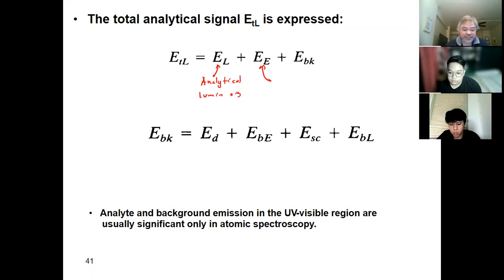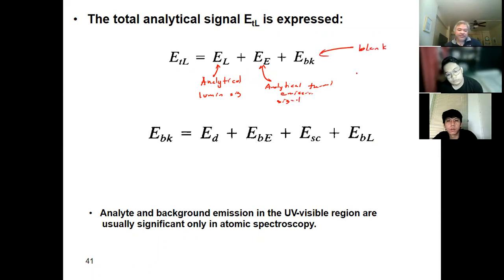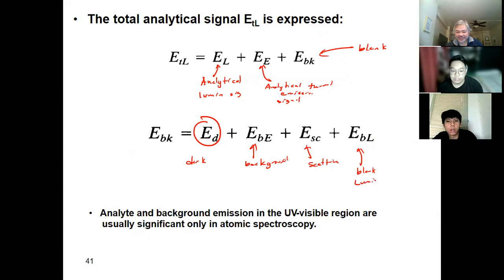Tapos ito, ano tong EE na to? Okay? You have the analytical thermal emission signal. Tapos ito ay yung blank. Okay? And if you're going to look at the blank, you have here, this is what? The dark. And this is the background. Ano tong isa? Ano yung SC? Scattering. Scattering. Tapos ito, ano yan? BL na yan. So you have the blank luminescence.